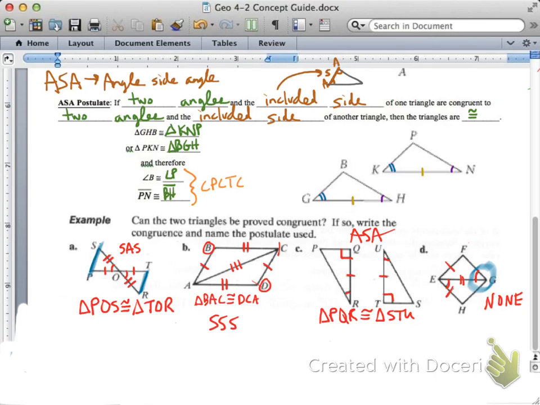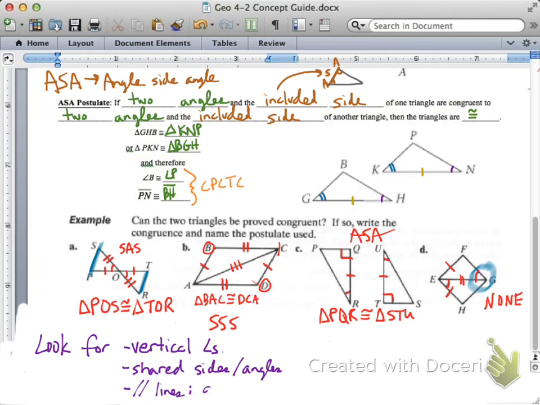When you're doing these things, always look for the following. Look for vertical angles, like you saw in question A. Look for shared sides or angles, like we saw in example B and D. Also, look for parallel lines. If you have parallel lines, you probably have alternate interior angles or corresponding angles that are going to be congruent. So those are major clues that you're going to see a lot.